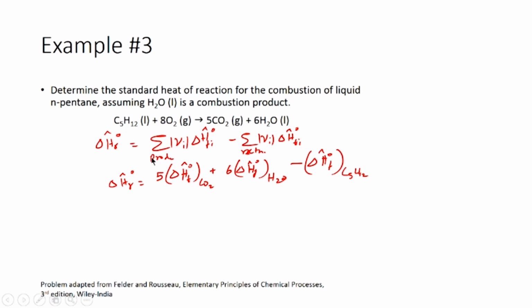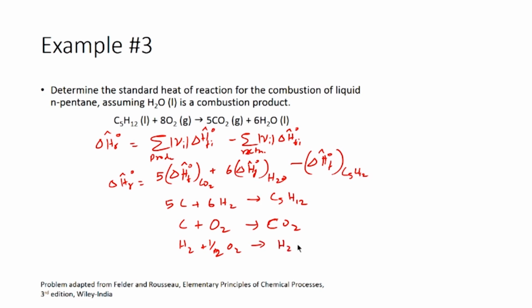So, the formation reaction for n-pentane would be 5 carbon plus 6 hydrogen gives C5H12. So, this is a simple formation reaction for n-pentane. For carbon dioxide it would be C plus O2 gives CO2, and for water it would be H2 plus half O2 gives H2O. So, let us call these reactions 1, 2 and 3, and we will have to see if we can get the reaction of interest from these 3 equations and what operations we would have to do.